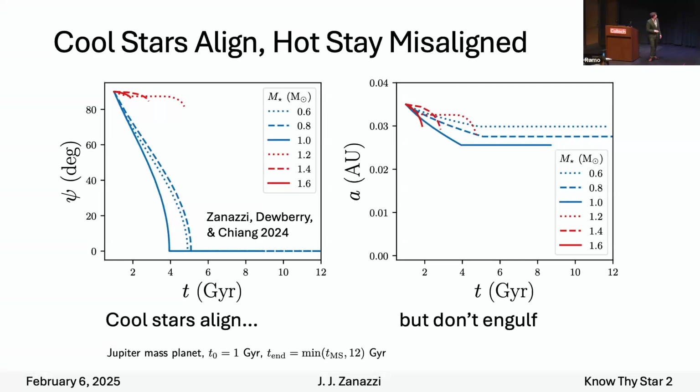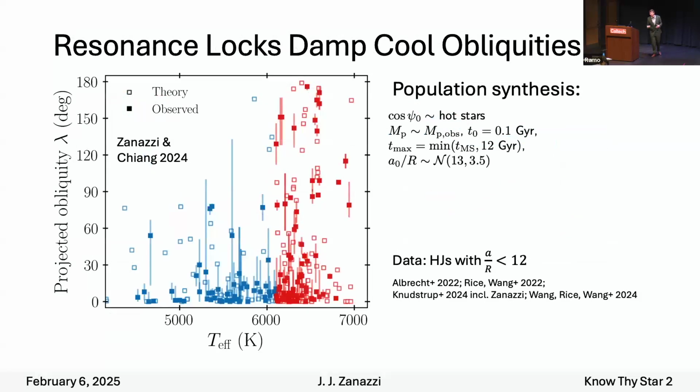Hot stars stay highly misaligned. So that's great. This process damps obliquities. But I mentioned equilibrium tides has this issue, right, where it eats the hot Jupiter before it realigns. Let's look at the right-hand panel. So we stop everything when the orbit is aligned for the hot Jupiter. So we see way before the hot Jupiters get anywhere close to the Roche radius, the orbit has aligned. And so resonance locking doesn't run into this problem of tidal engulfment before alignment.